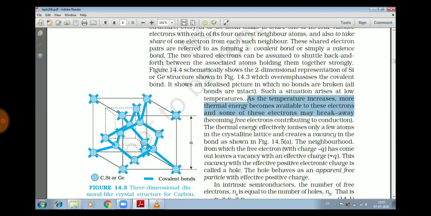Clear, children? The thermal energy effectively ionizes only a few atoms in the crystalline lattice and creates a vacancy in the bond, as shown in figure 14.5a. Clear? We will see. So what will happen when we are giving heat energy to the silicon lattice? What is a silicon lattice?